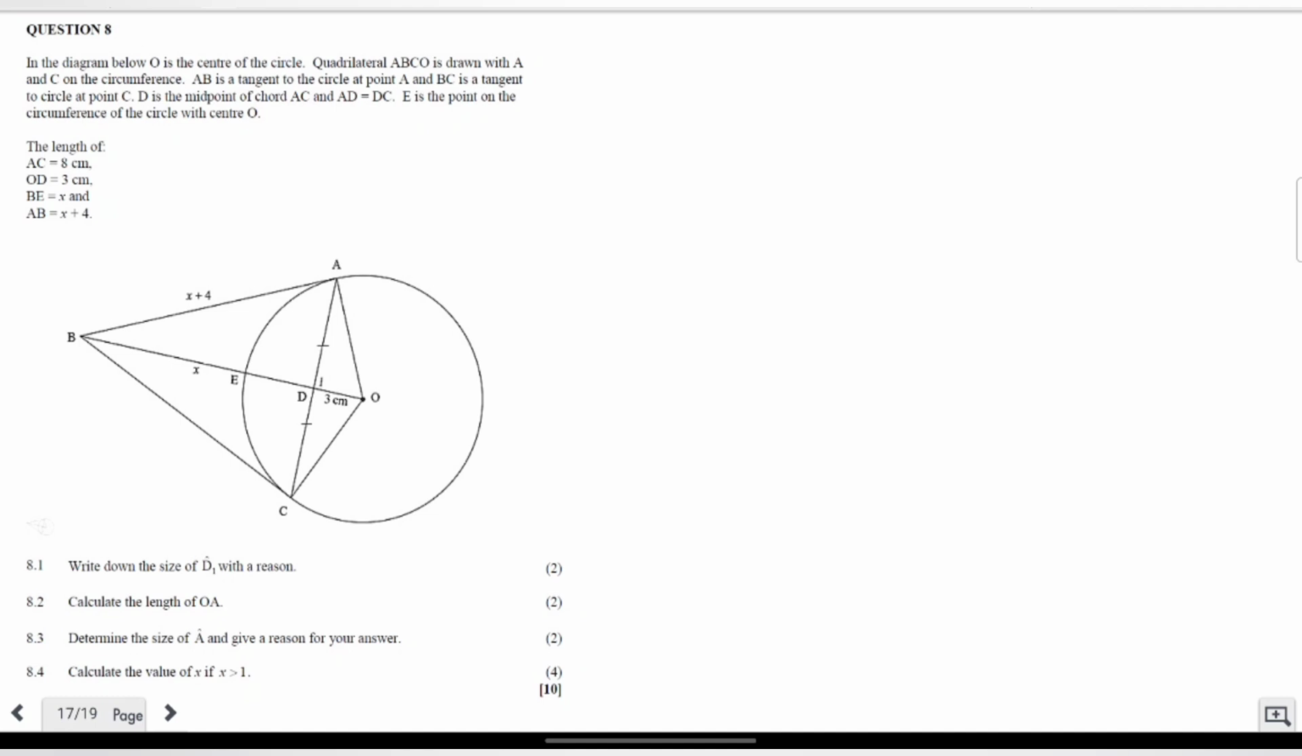Then second one is about cyclic quad. You know what is cyclic quad? It's a quadrilateral inside the circle. Okay, that theorem is opposite angles are supplementary. That also you have to study. Then the last one, very important one, is tan chord theorem.